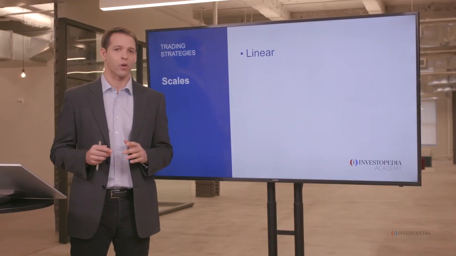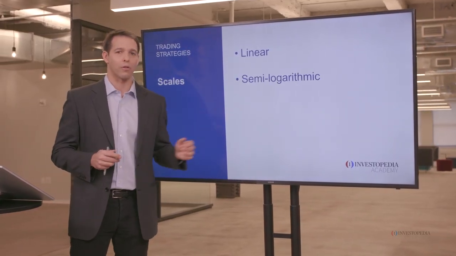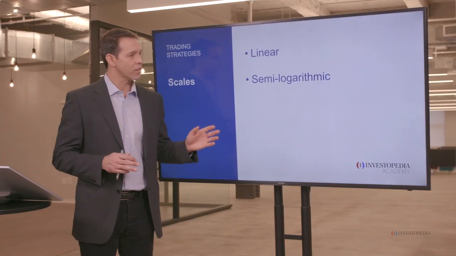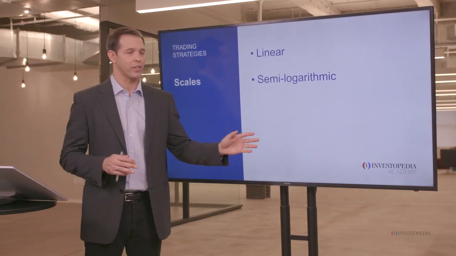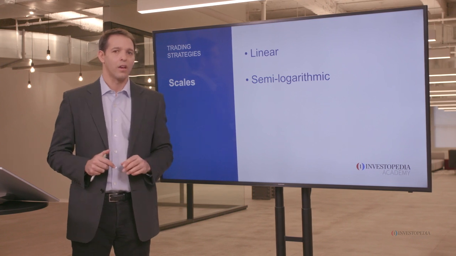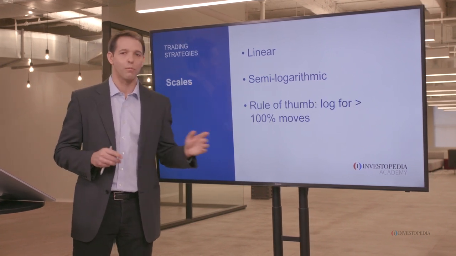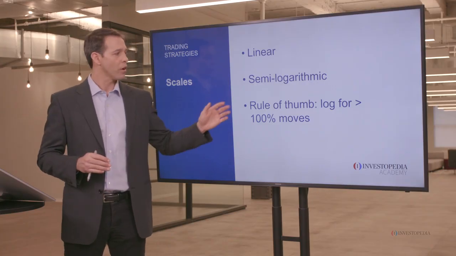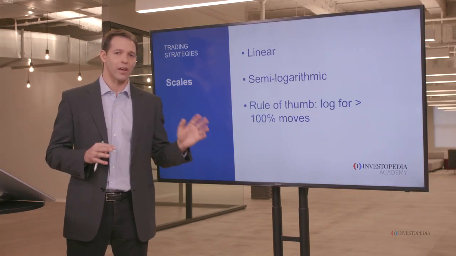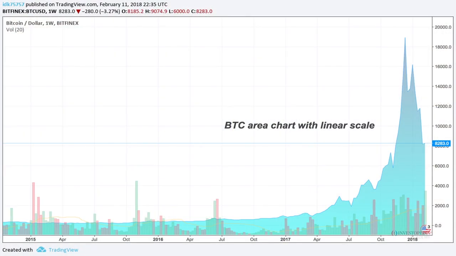The second type of chart that you want to use in the crypto markets is known as the semi-logarithmic. What this does is it's going to show you a percent price change that's the same all the way up on the y-axis, and I'll demonstrate that in a second. The rule of thumb that I use for crypto markets is if there's a price that moves over 100%, I want to use a semi-log chart to identify that price. Let's take a look at a few charts to see how this works in practice.